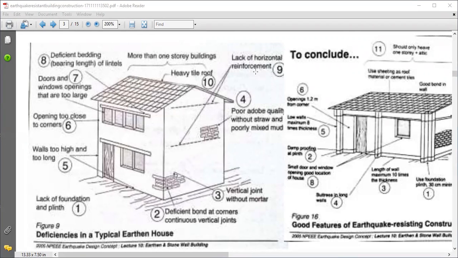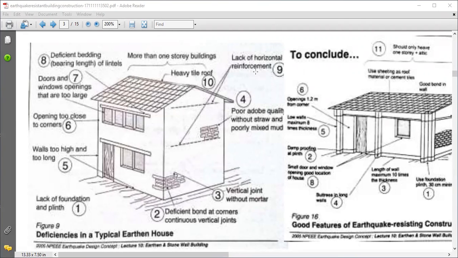Next point is the heavy tile roof. You can see this heavy tile roof means the weight is more, and if the weight of the roof is more, then that load will be considered as a dead load which will come on the roof towards the earthen house. Next point is the lack of horizontal reinforcement.